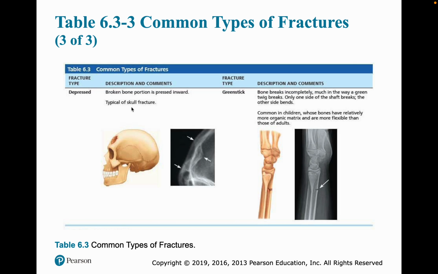A depressed fracture would be bone pressing inward. A greenstick fracture is like breaking a new, so-called green, piece of wood. One side remains intact, the other side kind of splinters.